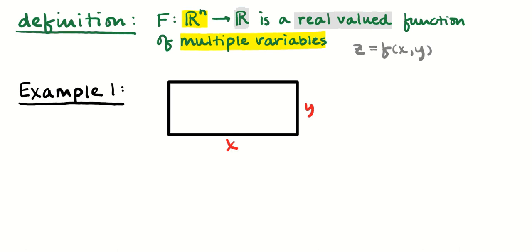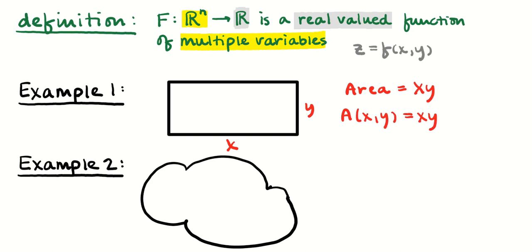But I'm proposing that you maybe have seen situations that depend on two variables before, right? We know that the area of this rectangle is equal to x times y, which means that I could say that the area is a function that depends on both x and y, and it's given by x times y. We've seen that before. We just haven't written it as a function of two variables.